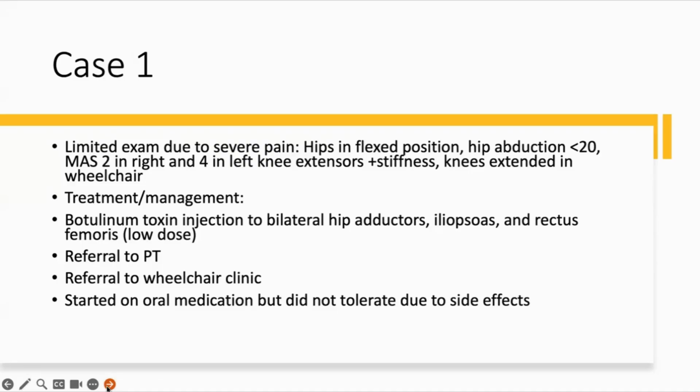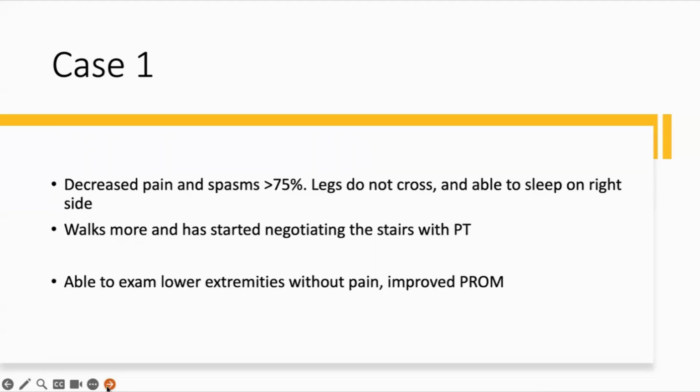So we did botulinum toxin injection, onabotulinum toxin A injection to bilateral hip adductors, iliopsoas, and a very small dose to rectus because of the pain. Referred to PT and also wheelchair clinic. And later during her treatment, she was started on oral medication, but most of our adults do not tolerate side effects. Next slide. On her follow-up, she reported decreased pain and spasms by more than 75%.